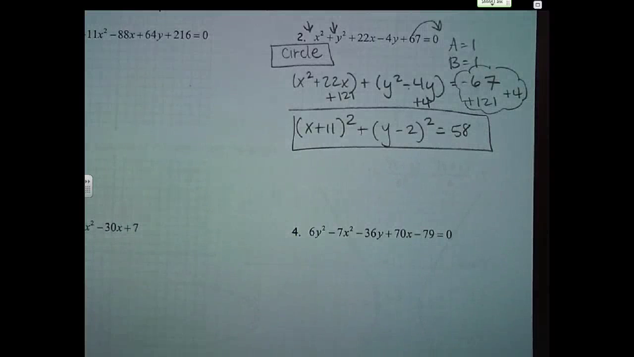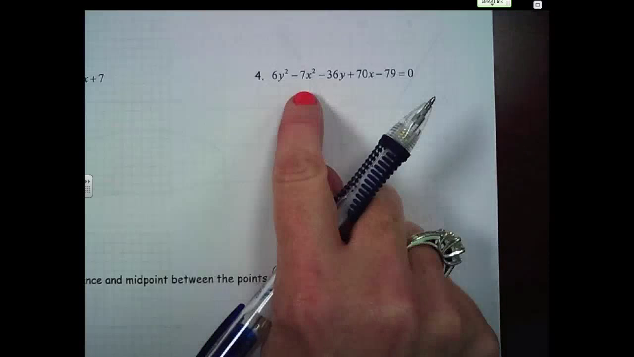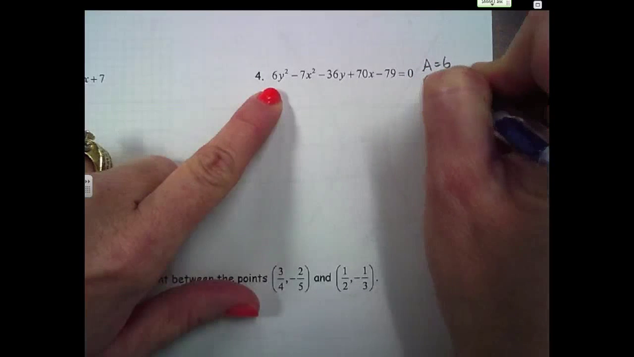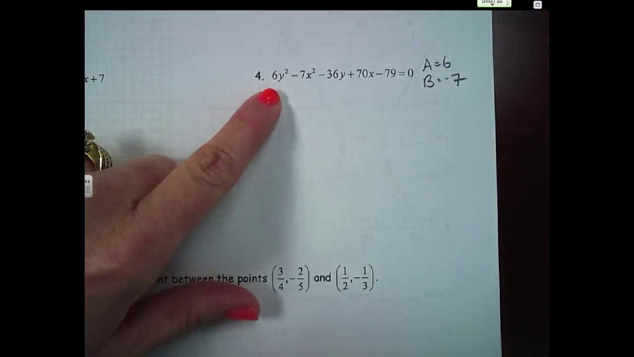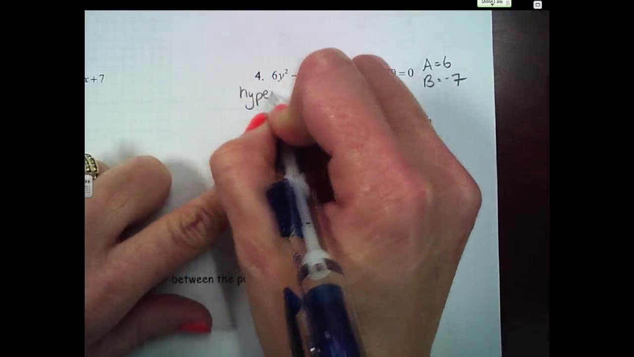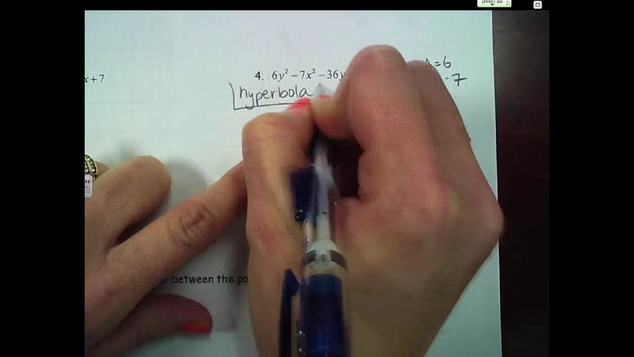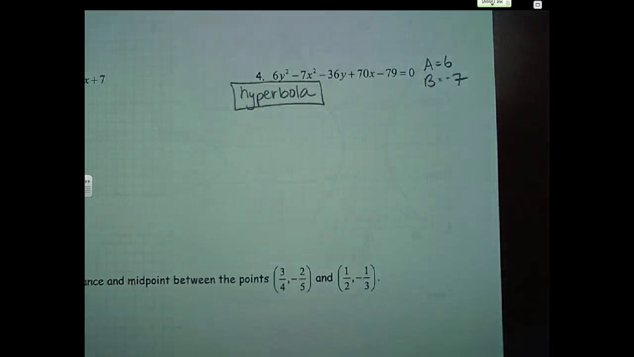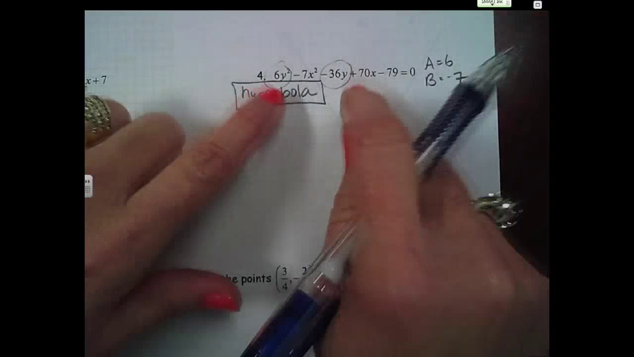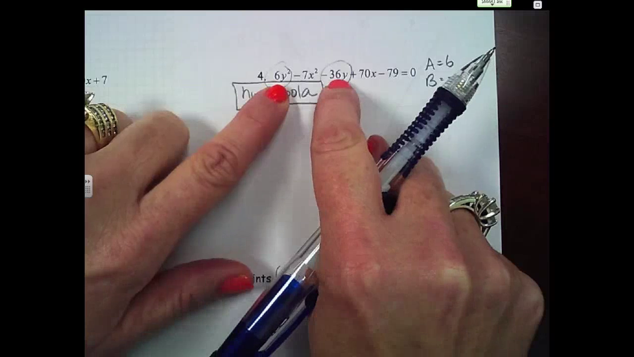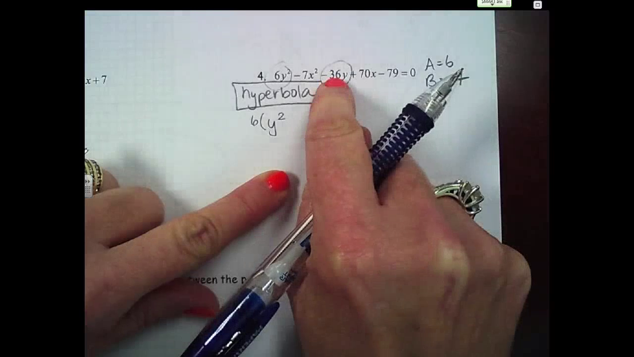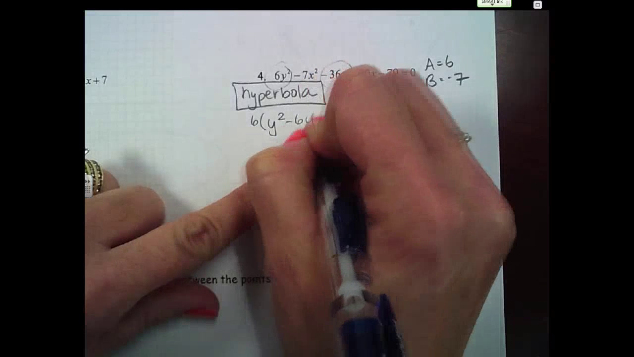Okay, now I'm also going to do problem number 4, right? On number 4, if you'll notice, A is 6 and B is negative 7. By knowing that, automatically I know that one's positive, one's negative, so it's a hyperbola. So that's the conic that it is. And so we're going to group, since y's are leading, I'm just going to group the y's first. And right now I notice that I can factor a 6 out of here. So I'm going to go ahead and do that. So 6, and then I get y squared. Now be careful. Negative 36 divided by 6 would be negative 6y.